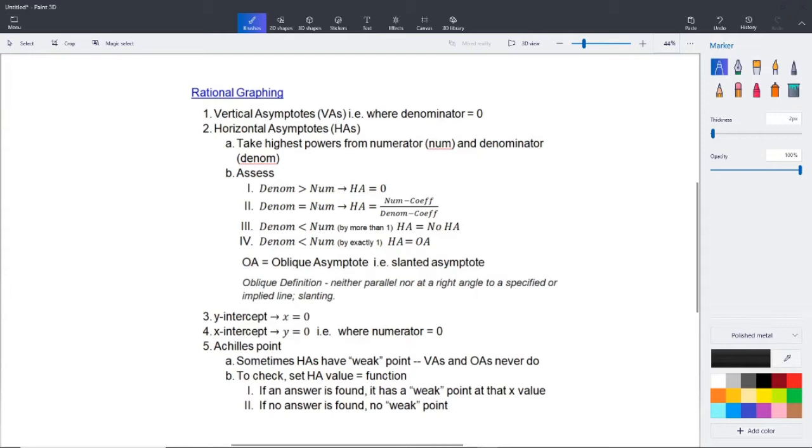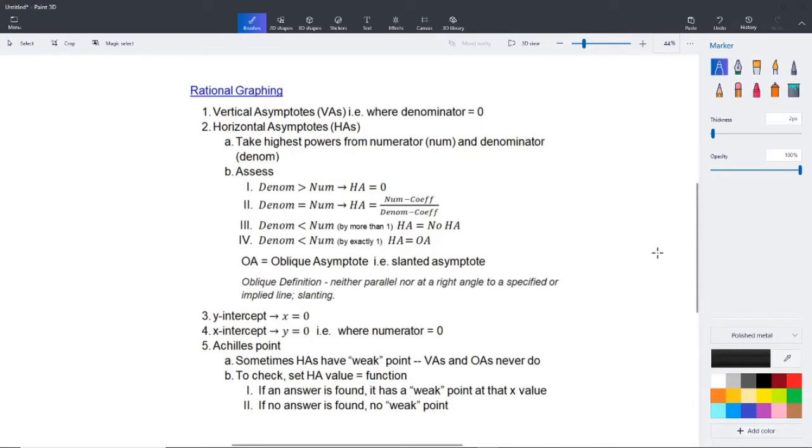And that can happen in one or many spots. Typically, our graphs will have one to many vertical asymptotes. Certainly, it's possible to have no vertical asymptotes as well, but most of these have vertical asymptotes. Horizontal asymptotes are a little more challenging to find, not quite as easy as the vertical asymptotes.